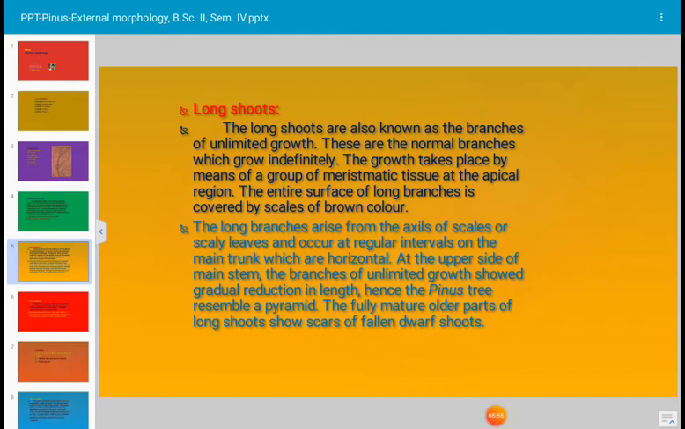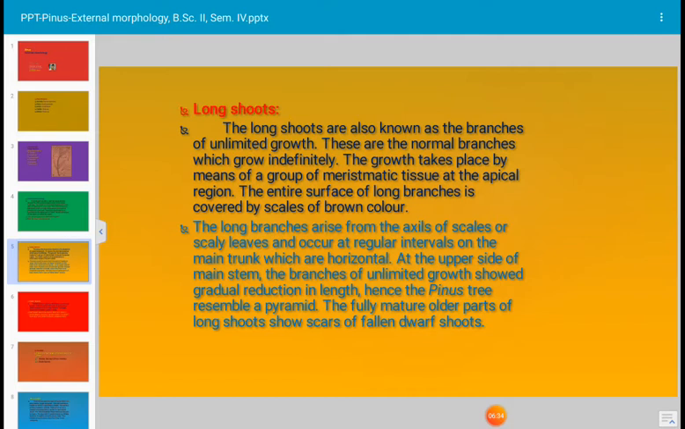These are also called the branches of limited growth. These arise from the axils of scaly leaves which are present on the long shoots. The dwarf shoots are numerous and green in color. Each dwarf shoot may have a short axis terminating in a cluster of green needles. The dwarf shoot is also covered by brown colored scales. Scales are present on the long shoot as well as the dwarf shoot.